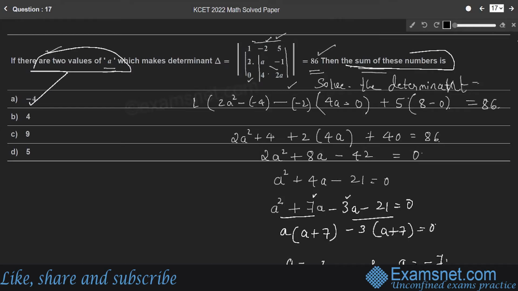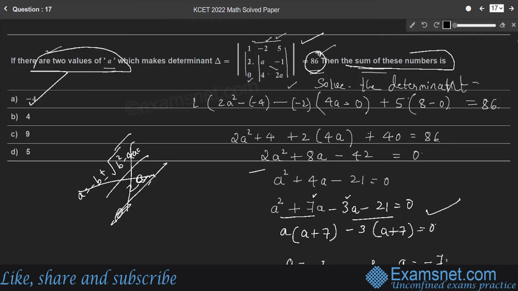So students, here we have to solve the given determinant, right? This solution is in terms of a square and a, which is equal to 86, which is already given. Now, solve the quadratic equation by splitting the middle term, or you can use the formula: a is equal to minus b plus or minus root of b square minus 4ac by 2a. This formula can also be used, right? By substituting the coefficients, we can find the value of a. Therefore, for the given question, option A is the right answer.